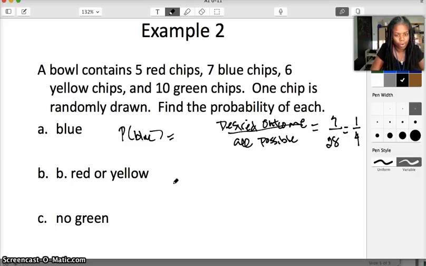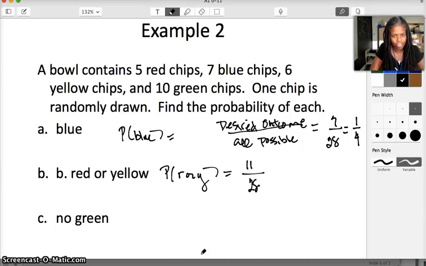How about red or yellow? So the probability of red or yellow is going to be given as, well, how many different red or yellow chips do we have? We've got 5 red chips and we have 6 yellow chips. So that's 11. And that's going to be 11 out of the total number, which we've already calculated is 28. 11 and 28 do not have any common factors, so this is as low as we can go. So that's what we got.